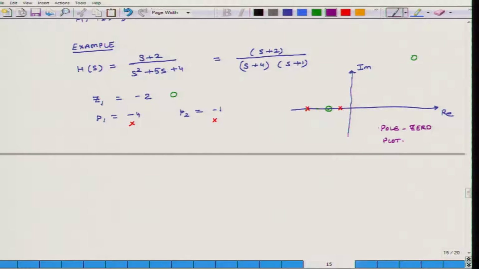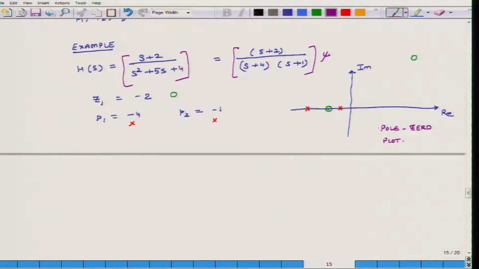What is the purpose of this pole-zero plot? If I have a pole-zero plot for a system, then from that plot I can very easily construct the transfer function. Of course, there may be a scalar factor, some constant. That constant I cannot estimate from a pole-zero plot, but whatever is inside the brackets can be deduced from the pole-zero plot.